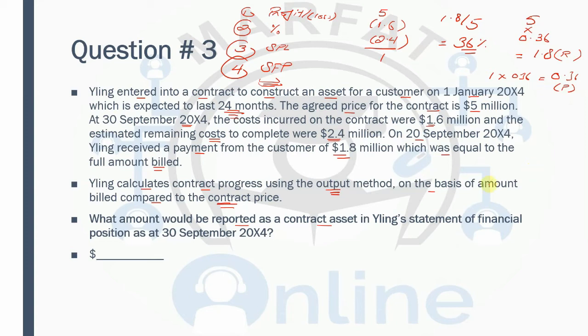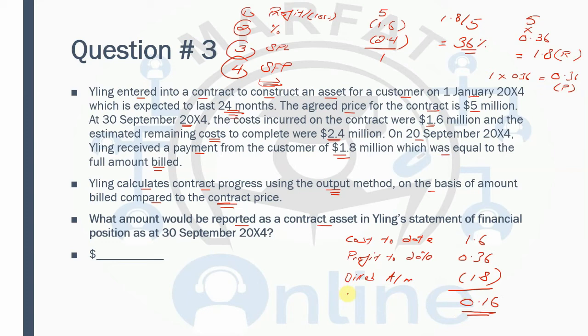Now step number 4. Step number 4 is cost to date, which is 1.6, plus profit to date, which is 0.36, less billed amount, which is 1.8. Now see, 1.6 plus 0.36 minus 1.8. So 0.16.